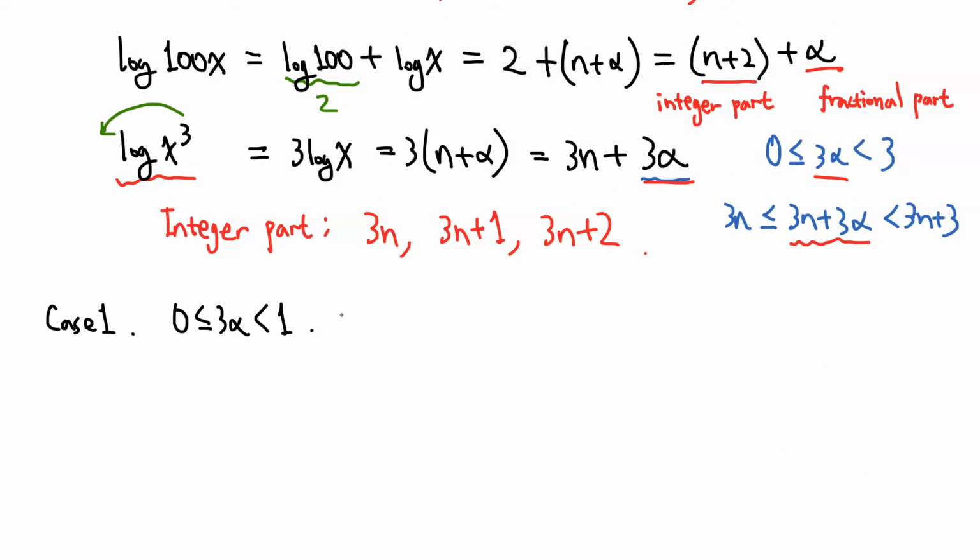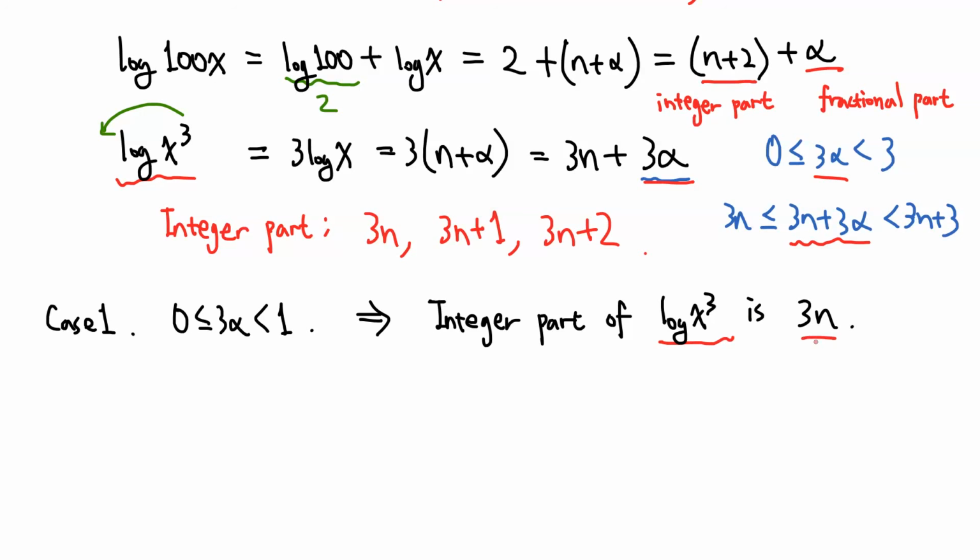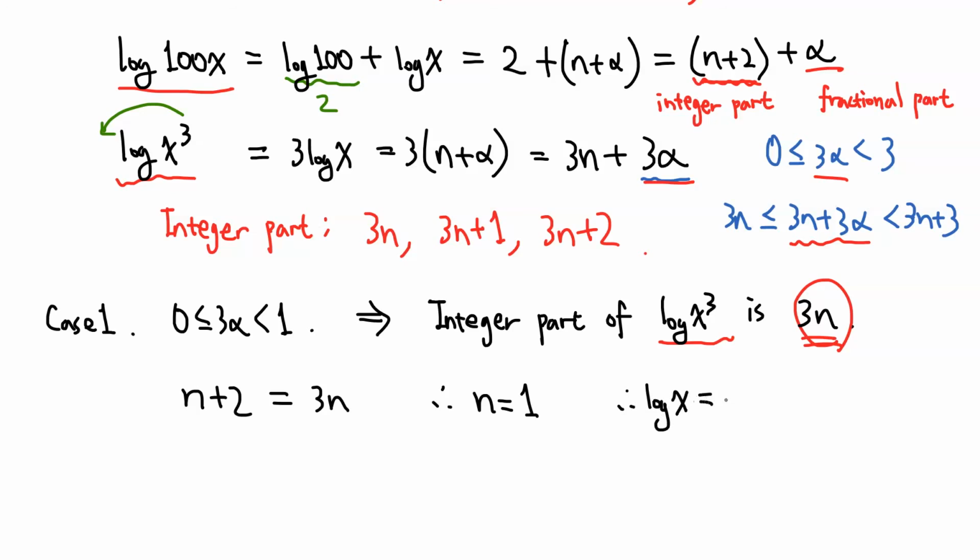Alright, the first case is where 3 alpha is equal to or greater than 0 and less than 1. Then the integer part of log x cubed is 3n. And this integer part must be equal to the integer part of log 100x. So we have n plus 2 equals 3n, therefore n equals 1. And since log x equals n plus alpha, we have 1 plus alpha as log x.